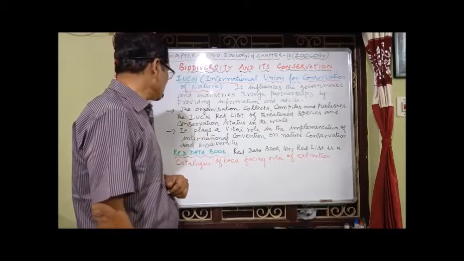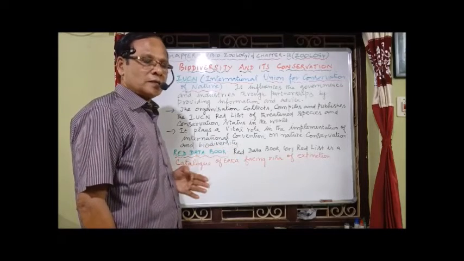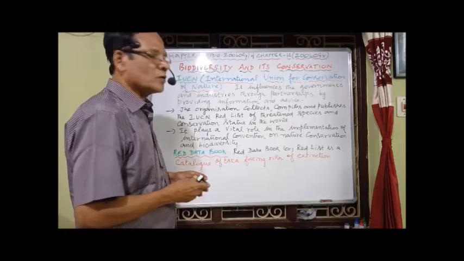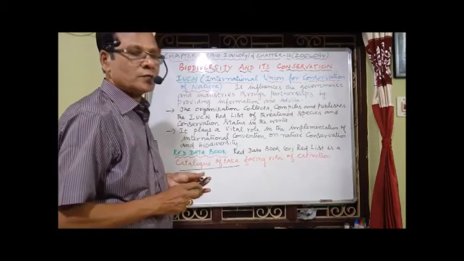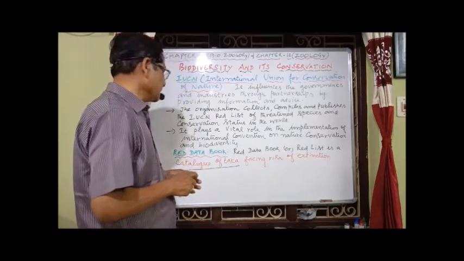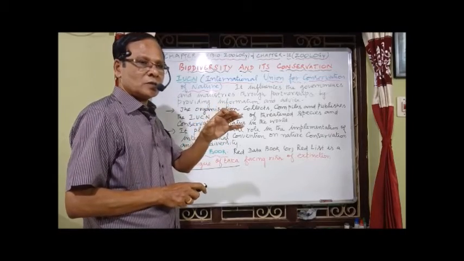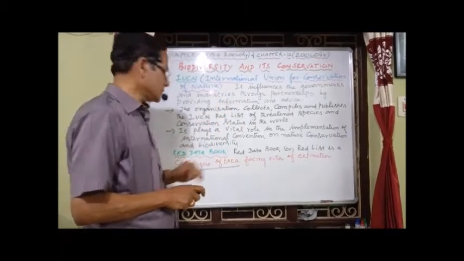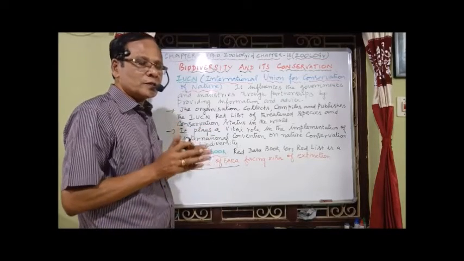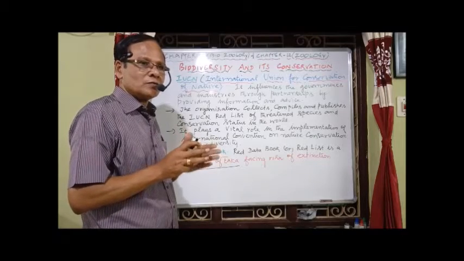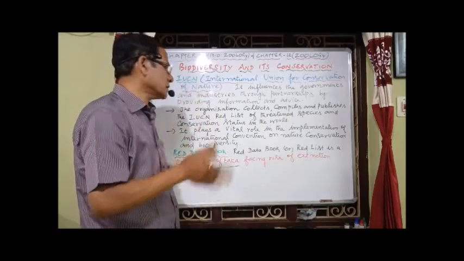Now we have to go for the Red Data Book. A Red List is a catalog of taxa, the different species. Catalog means a collection of information arranged in the order of alphabets. It's a catalog of different taxa. Here taxa refers to the unit, the species, and those species which are facing a high risk of extinction.